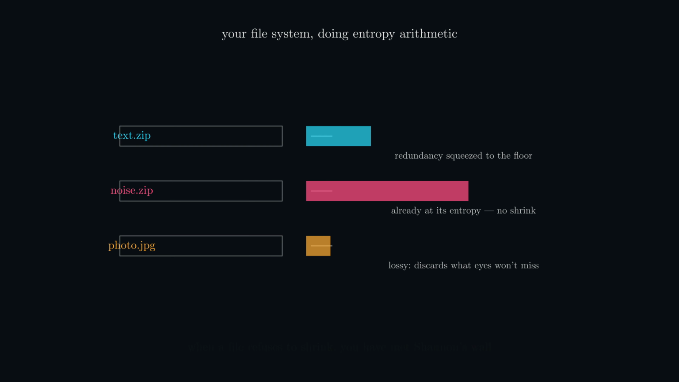Open your file system. Entropy is everywhere. Zip and PNG, lossless. They hunt redundancy and pay entropy's exact price, no less. A file of random noise won't compress at all. No redundancy, nothing to squeeze, it is already at its entropy.